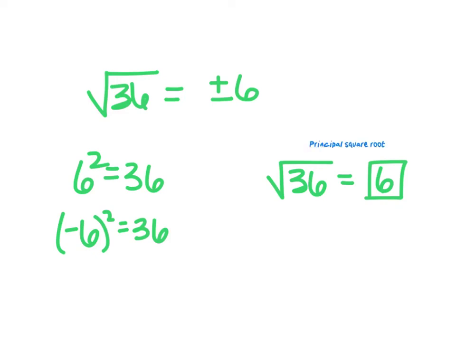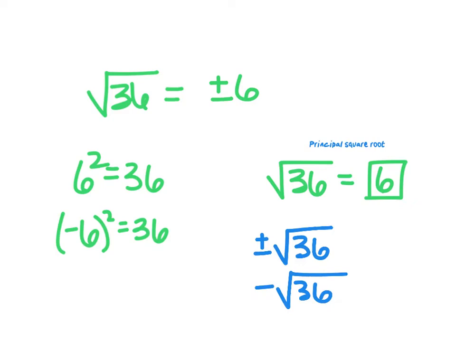Now, if I wanted to know the positive and the negative answer to the square root of 36, usually they would put a symbol out front. They would put this out front, or they might put a negative symbol out front if they want the negative one. So in general, they're going to ask you for the principal square root, which is just the positive answer. But if you see this little symbol over here, that means plus or minus 6. That means positive or -6.